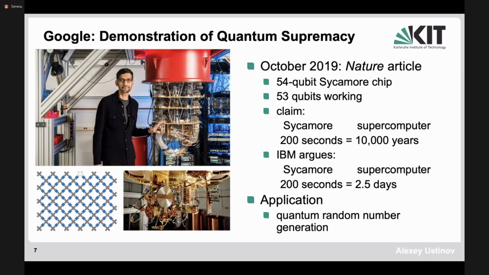Ну, сначала сами люди из Google заявили, что потребуется 10 тысяч лет, ну, IBM-щики их поправили, сказали, что 2,5 дня, но все равно 2,5 дня гораздо больше, чем 200 секунд. Поэтому, в общем, можно считать признанным, что все-таки это превосходство было показано в этом эксперименте.